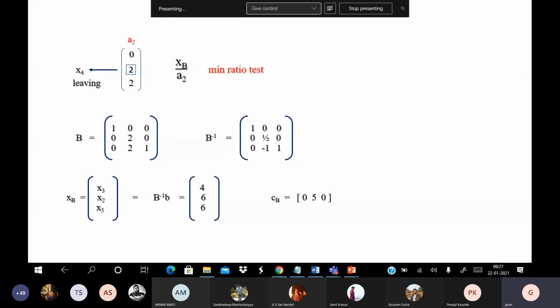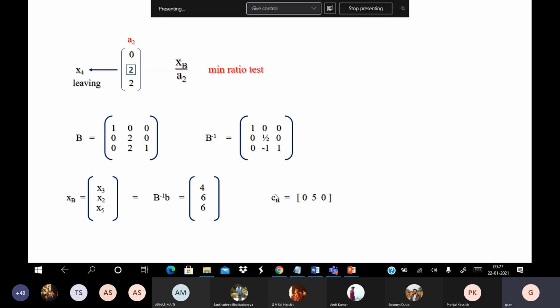So now for this new base, I want to find what is the corresponding BFS, basic feasible solution. So how to find that? You already know it. You just simply compute B inverse and B inverse b, small b. So you compute B inverse, you know how to compute B inverse, and this is where you do some Gaussian elimination, in order to compute this B inverse. So essentially, this is the logic of the simplex method, right? And then XB is B inverse b. So now it is 4 6 6.